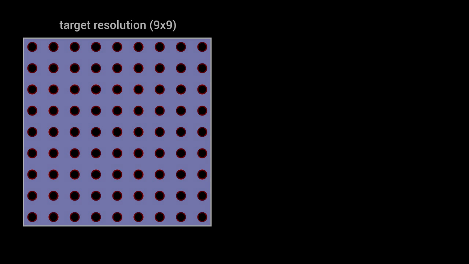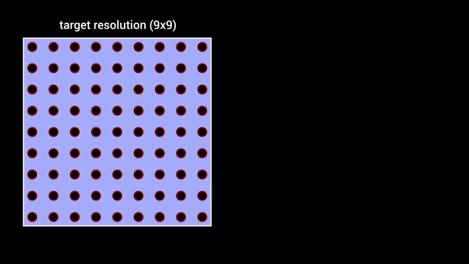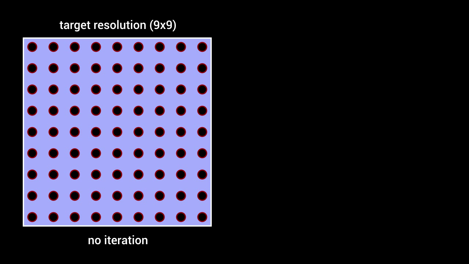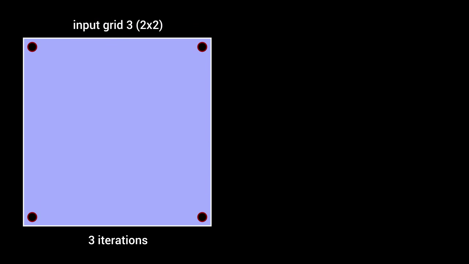For automatic sampling code estimation, we assume that the target resolution as well as the maximal available number of samples are known. For our example, we desire an optimal code for a 9x9 output resolution with no more than 25 cameras. From the output grid, we first determine the maximum number of iterations by consecutive downsampling of the output grid until the grids cannot be downsampled further. For our example, 3 iterations are supported, since a grid of 2x2 cannot be further downsampled with our method.